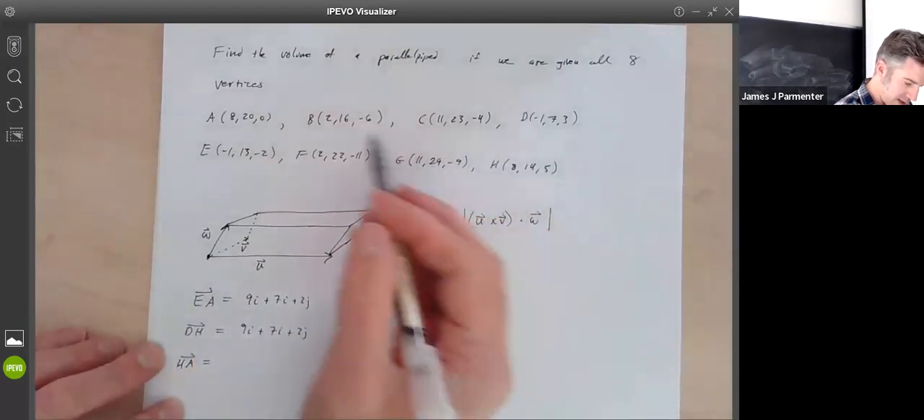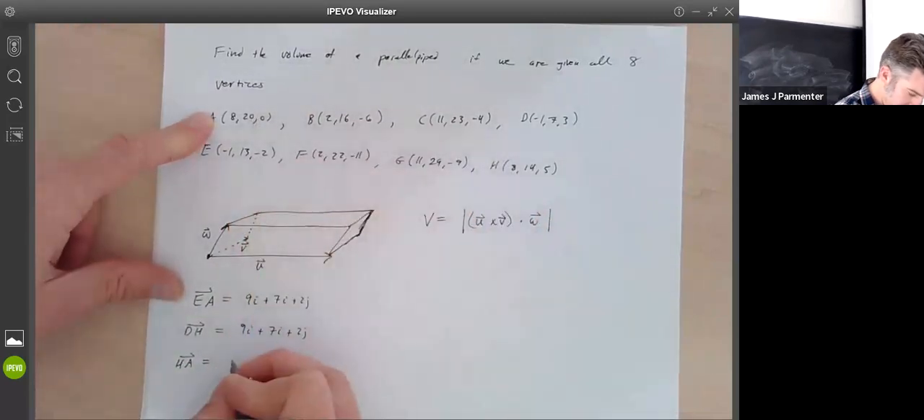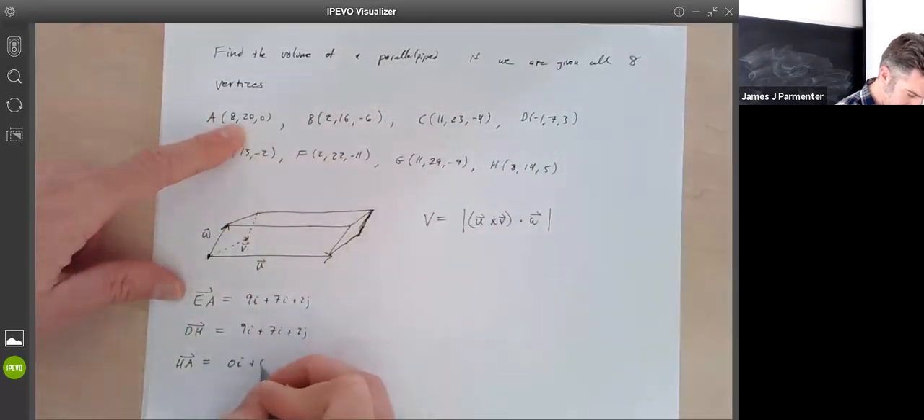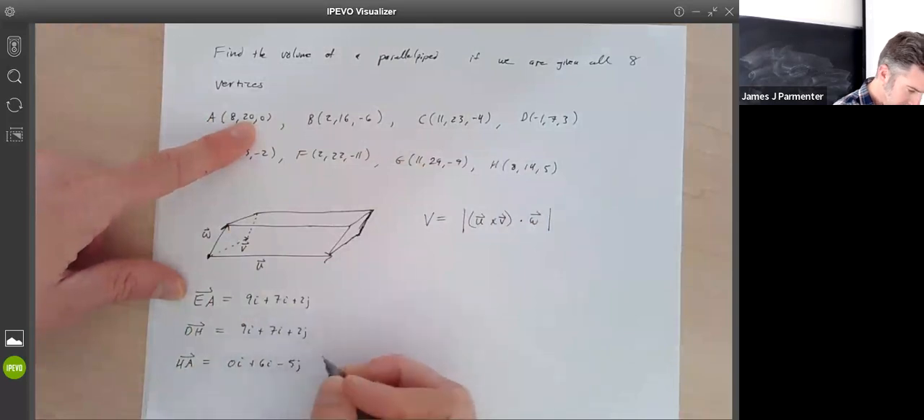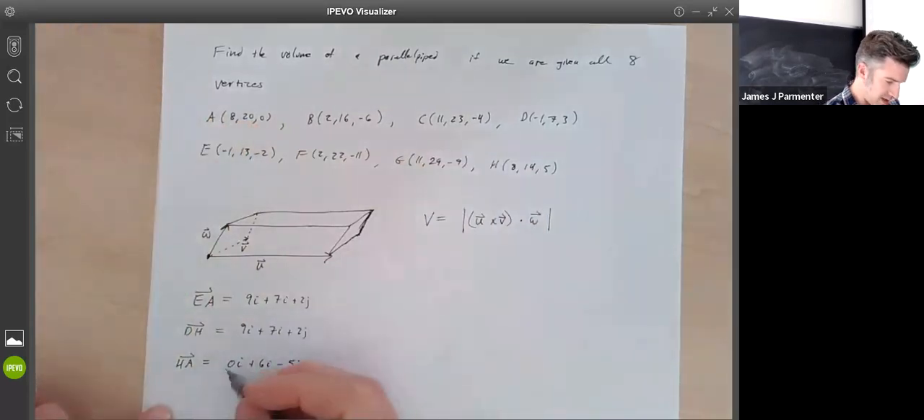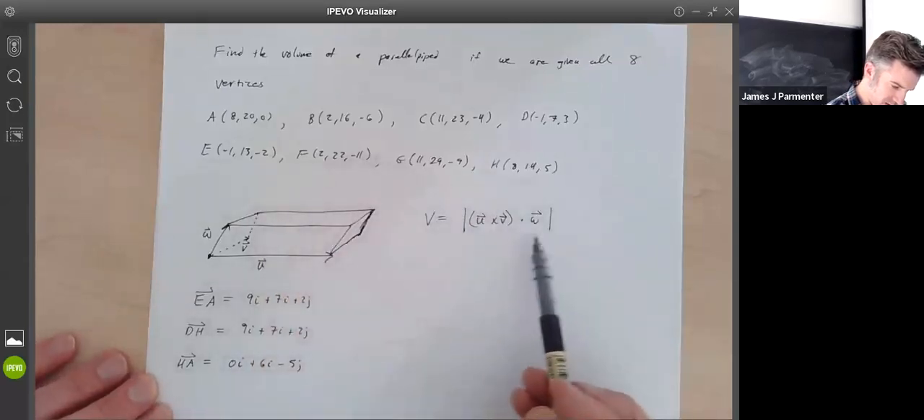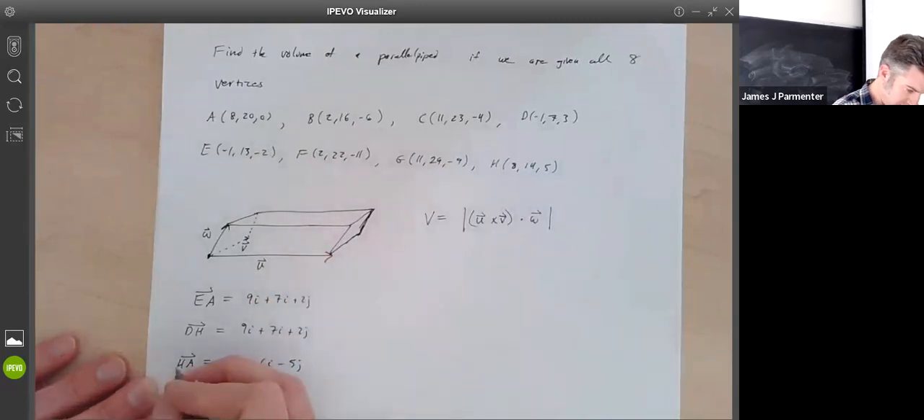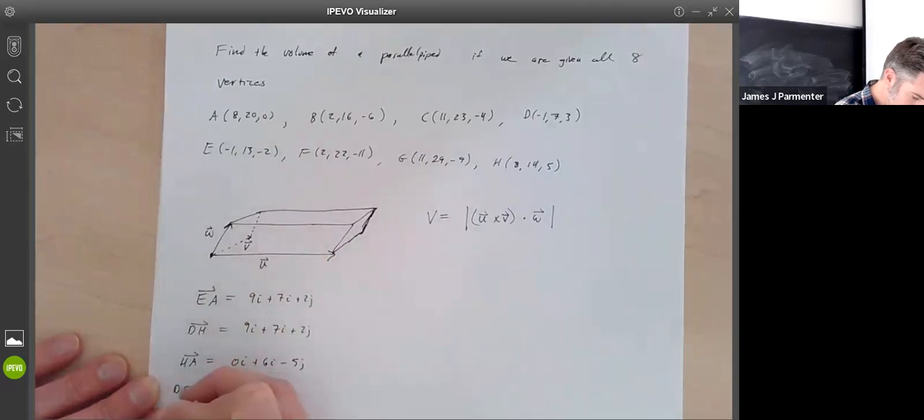HA: I'm ending at A, starting at H. So 8 minus 8 is 0, and then 20 minus 14 is 6, and then 0 minus 5 is -5. Then I want to look for something that also gives me that. Do I see any other ones that have the same first 2 components? I see D and E. That looks plausible. I want to end at E and start at D.